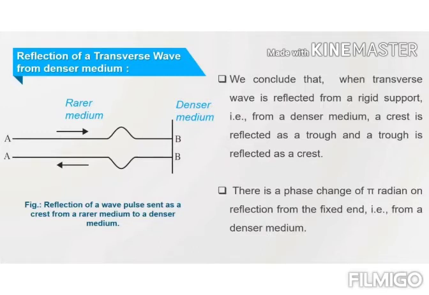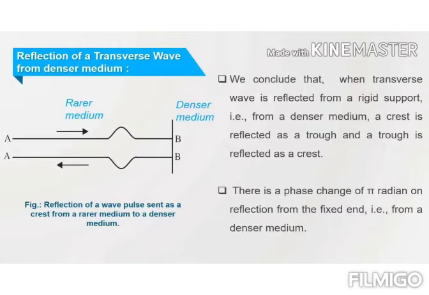But being a rigid support, B remains at rest and an equal and opposite reaction is produced on the string according to Newton's third law of motion. The string is pulled downwards. Thus, a crest gets reflected as a trough or a trough gets reflected as a crest.